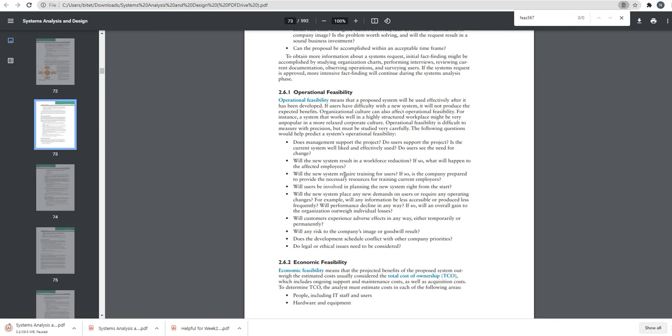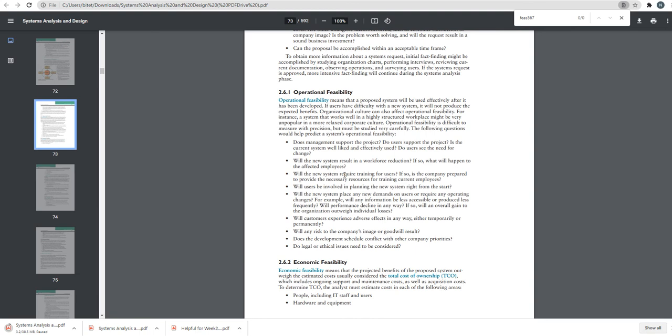Is the current system well liked and effectively used? You should say yes. Most of the answers should be yes, because it should create a good customer experience, it should provide better performance for the employees, and it should help employees of the organization to improve the system. In that way you should discuss. Most of the answers should be positive.